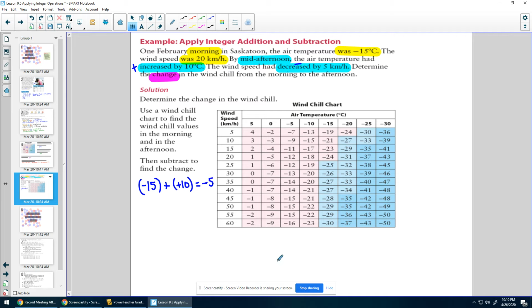Negative 5. Okay, then we are going to have our speed started at 20. It's positive 20 kilometers an hour. And it had decreased by 5. So decrease means subtract, and we're taking away positive 5. And that gives us 15.